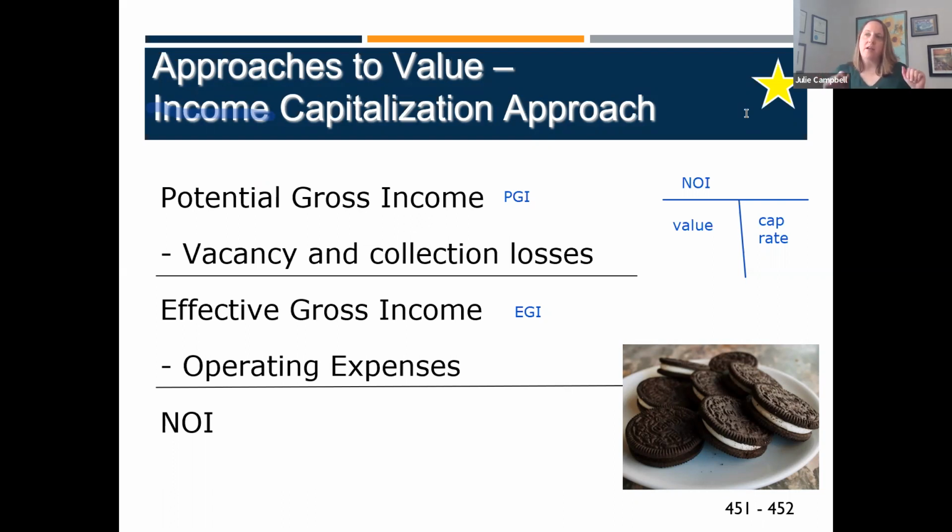This formula is always calculated annually. So when the problem gives you monthly rent, you want to do what? Multiply by 12. When they give you monthly operating expenses, times it by 12 to get annual. This problem is always calculated annually. I got one for you guys to work in just a second, never fear. Before you do that, though, let's look on page 452.